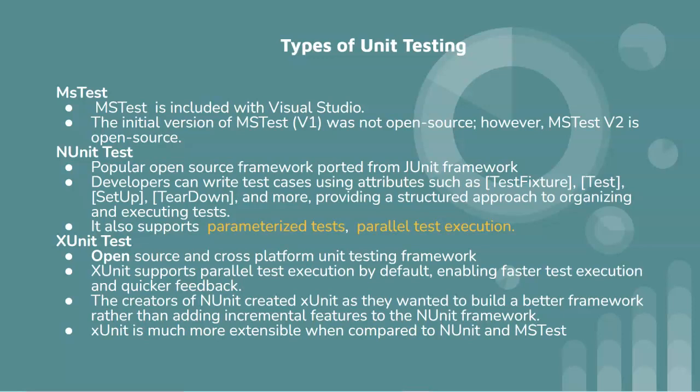The third one is xUnit. xUnit is also an open source and cross-platform unit testing framework. It supports parallel test execution by default that enables faster test execution and quicker feedback. xUnit was created by the creators of NUnit. They wanted to build a better framework rather than adding incremental features to the NUnit framework. xUnit is much more extensible when compared to NUnit and MS Test.